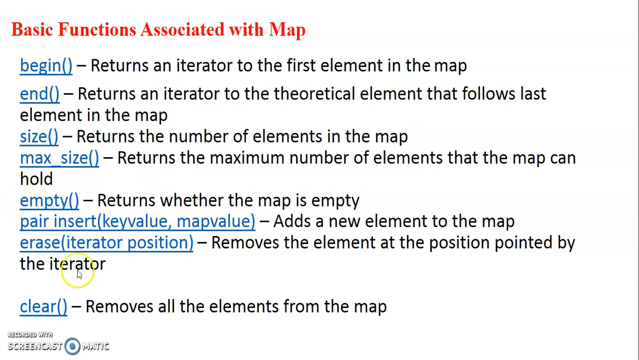Then erase iterator position. If I write erase in position 3, it means it will remove the element which is stored at position number 3 in the map. Clear removes all the elements in the map. So now let's see how to write a map with a small example.